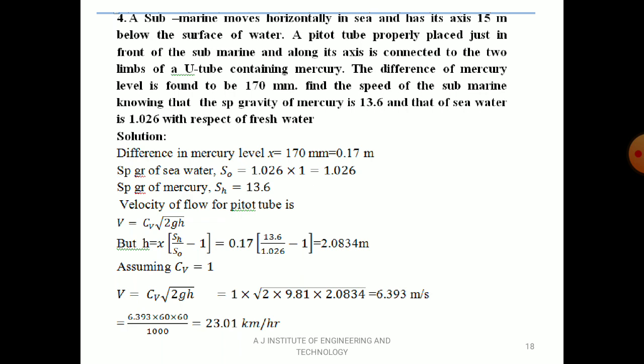Since the CV value is not given in the problem, you can directly assume CV equal to 0.99 or 0.98, or you can directly assume it as 1. It is better to assume CV equal to 1 because it is not given. So assuming CV equal to 1, V equal to CV into square root of 2gh, that is equal to 1 into square root of 2 into 9.81 into 2.0834, that is equal to 6.393 meter per second.